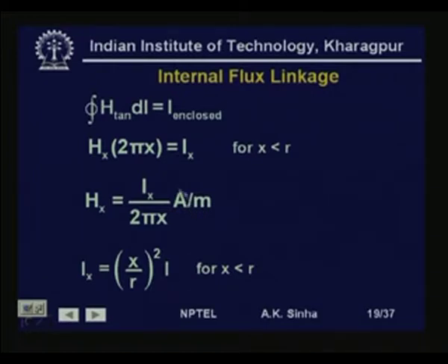Now, this field intensity Hx is enclosing current Ix. And what is this current Ix? This current Ix, since we have assumed uniform current density throughout the conductor, is x by r whole square into I, a fraction of the total current I.